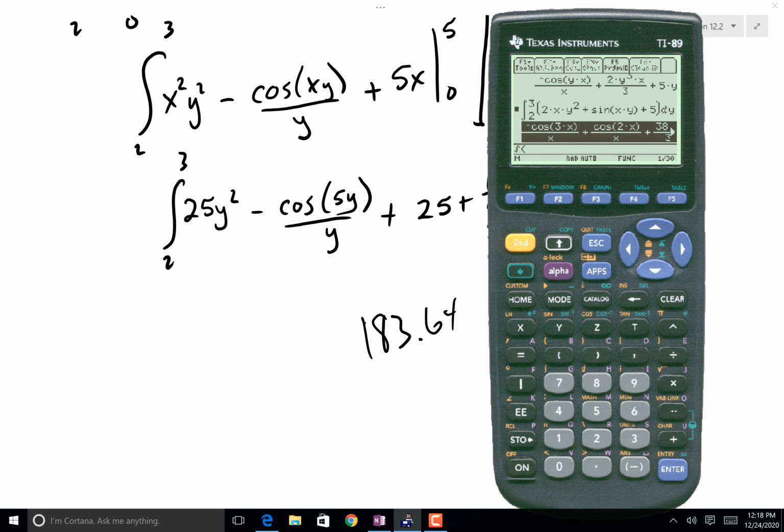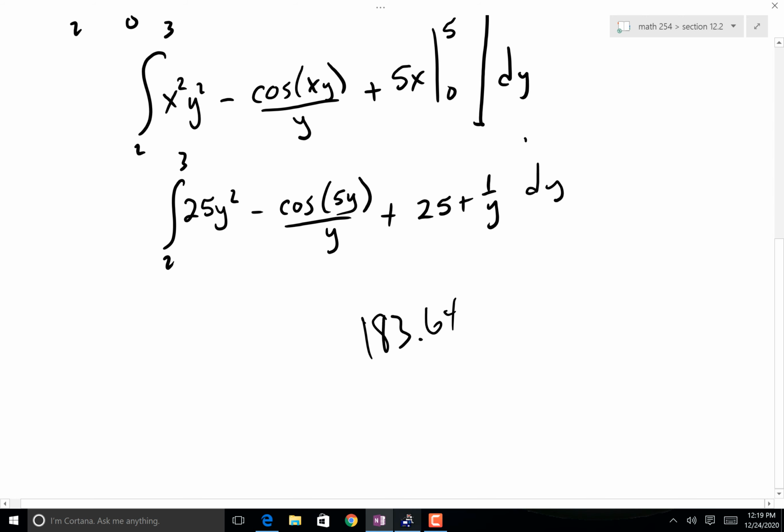So go grab that guy. Now let's integrate him with respect to x from 0 to 5. And as Fubini said, 183.64. Come on, Betsy, you can do it. You can do it. Oh, shoot.